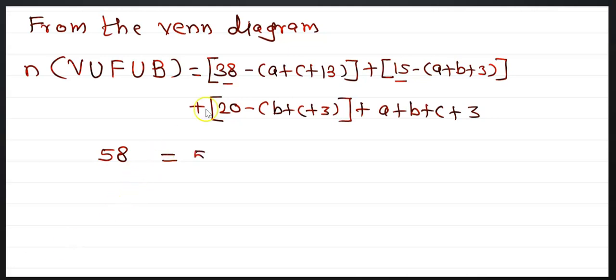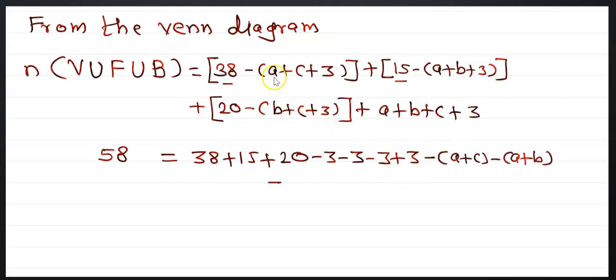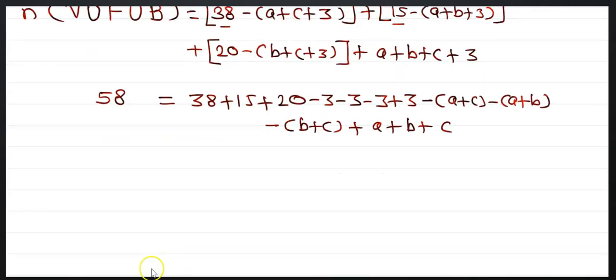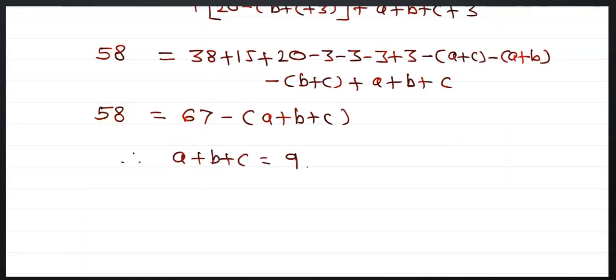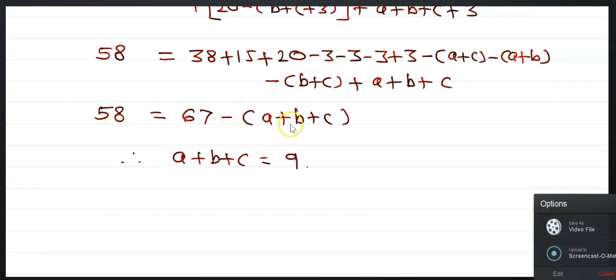Now we'll add it. 38 plus 15 plus 20, then minus 3 minus 3 minus 3, and then plus 3 minus (A plus C) minus (A plus B) minus (B plus C) plus A plus B plus C. Now solve this, and you will get 58 is equal to 67 minus (A plus B plus C). Therefore A plus B plus C is equal to 67 minus 58, which is equal to 9.